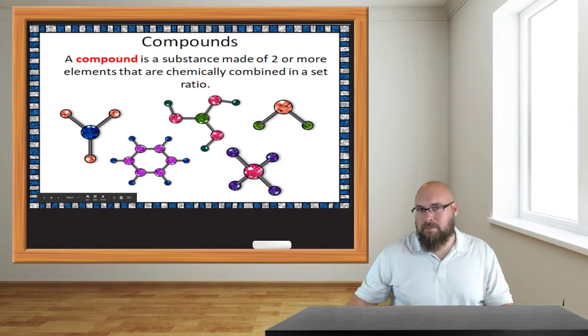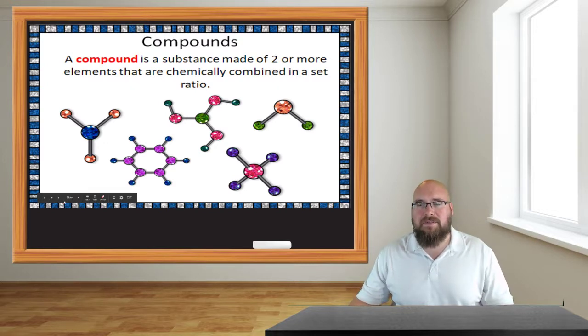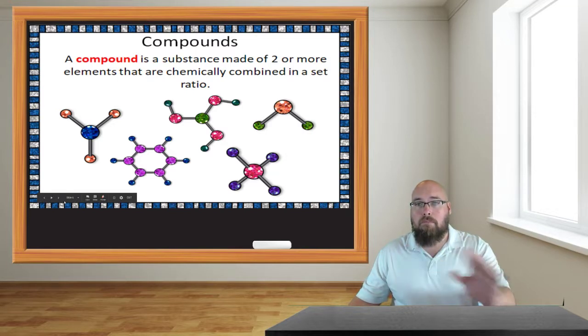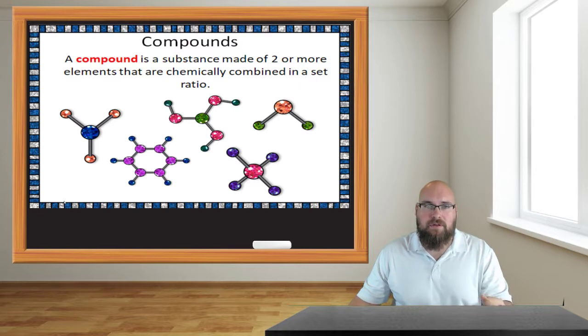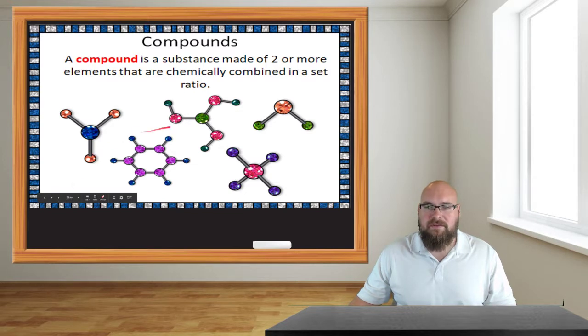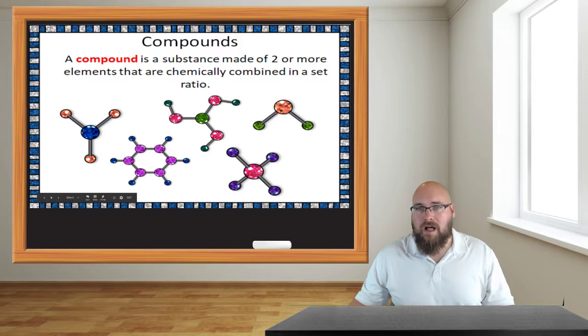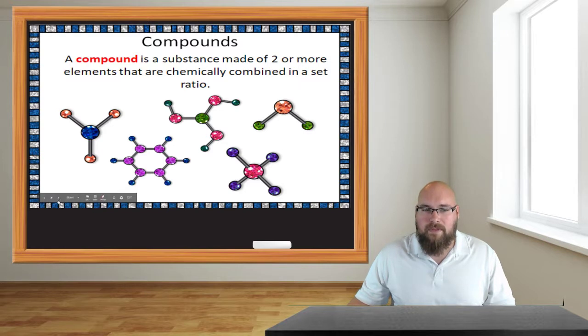So then compounds compared to those elements. A compound is a substance that's made up of 2 or more elements that have been chemically combined in a specific ratio, in a specific amount and a specific order, is what they mean by that. Each one of these is an element, but since we have 2 different types in this one, 3 different types in this one, 2 different types and 2 different types, all of these are compounds. They would be elements if they were all connected and they were all the same type of atom.